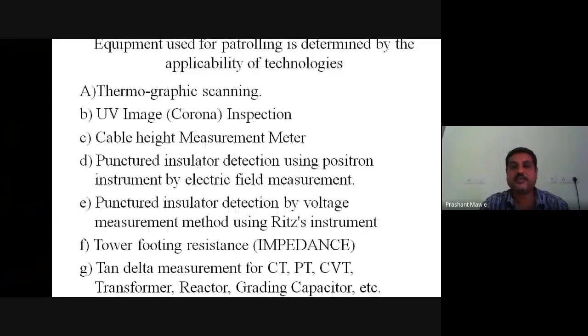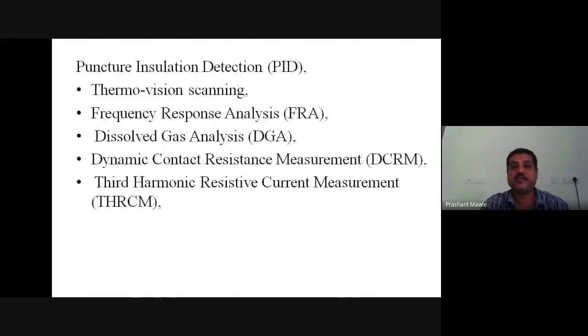Here, for this paper, the equipment used for patrolling under fault condition or before fault condition are thermographic scanning, UV image corona inspection equipment, cable height measurement meter, PID, that is puncture insulator detection using positron instrument by electric field measurement, PID by voltage measurement method, tower footing resistance method, tan delta measurement of CT/PT, capacitor voltage transformer, reactor, grading capacitor, etc. So these are the equipment which we are using for inspection purpose.